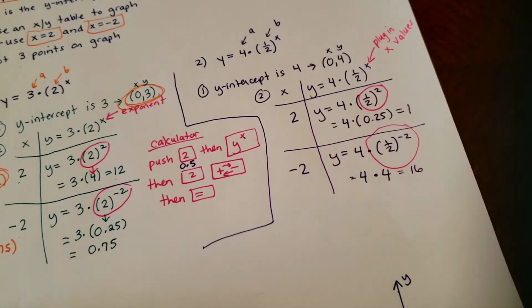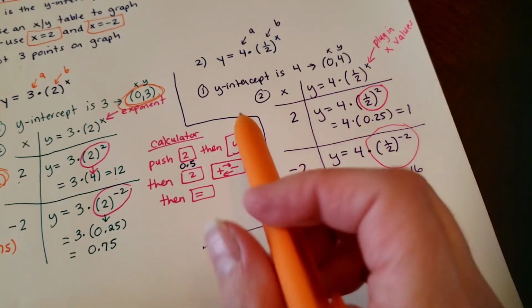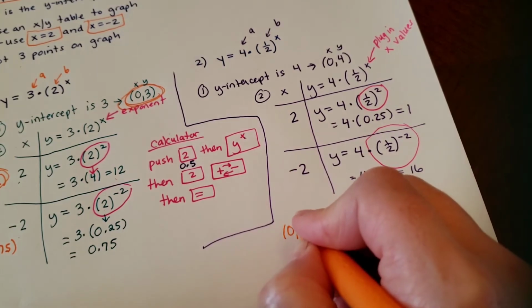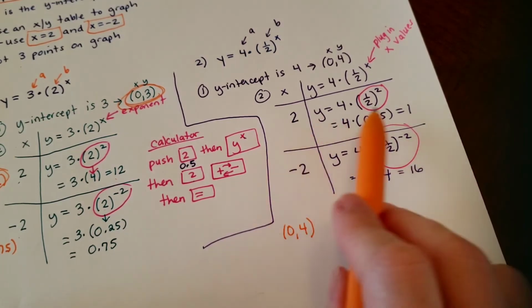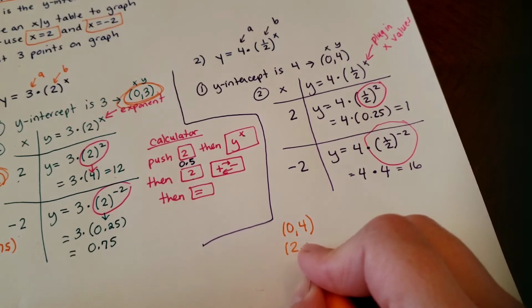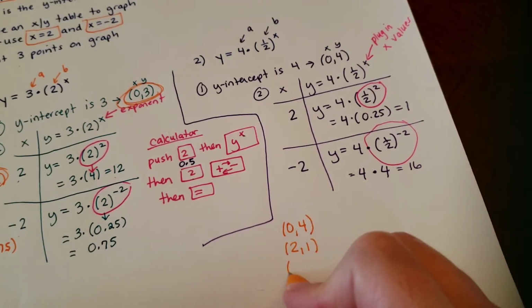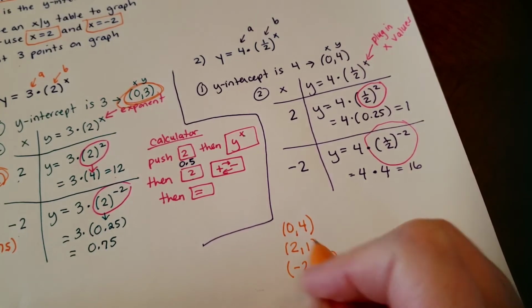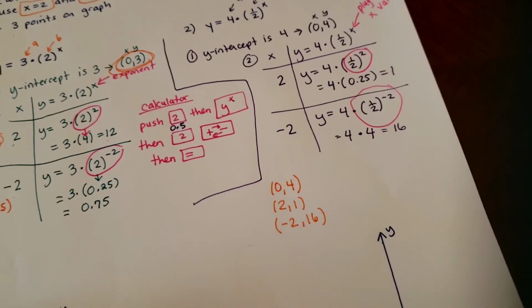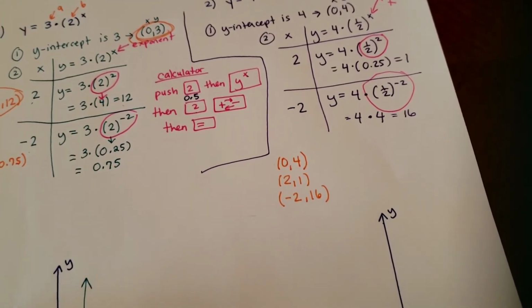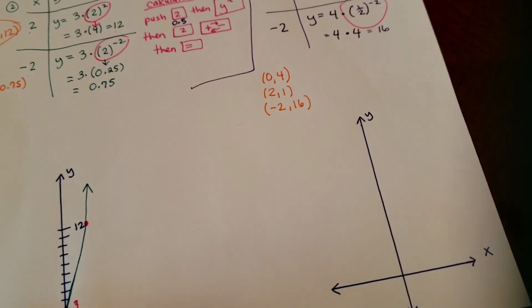So the 3 values that we're going to plot, we're going to plot 0, 4. I'm going to write them down here so we can see them with our graph. You're going to plot 2, 1 and -2, 16. And again, we know that when we graph it, we will not go below the x-axis. So I already have my y and x. I need to go up to 16 on the y. So I'm going to go ahead and make my notches so it can go up to 16.